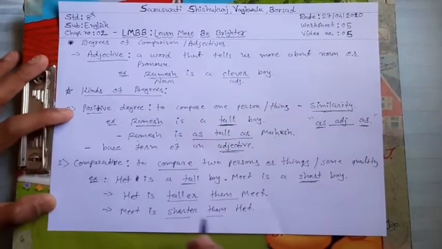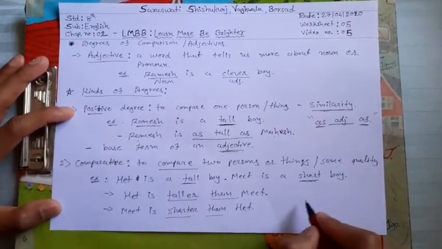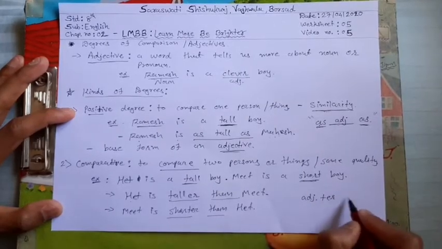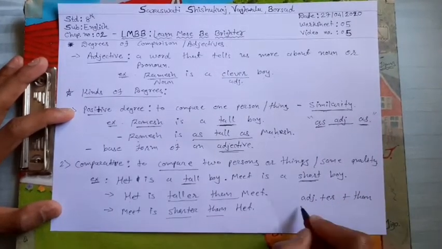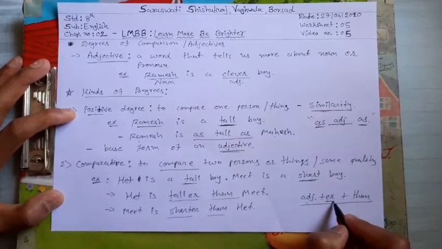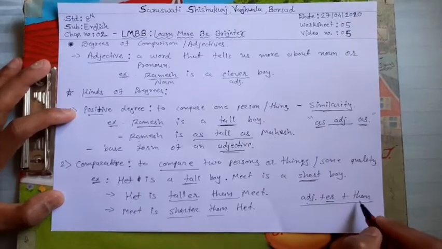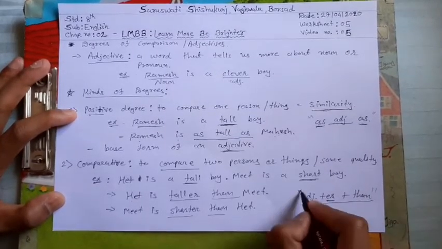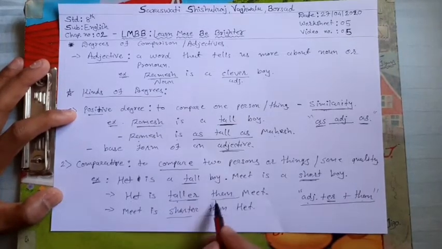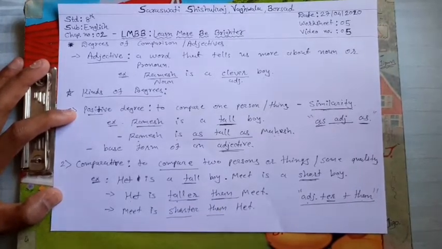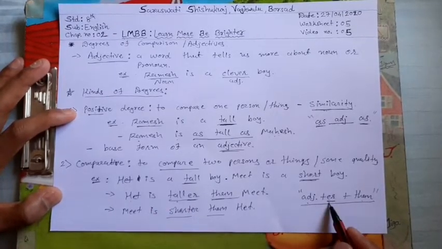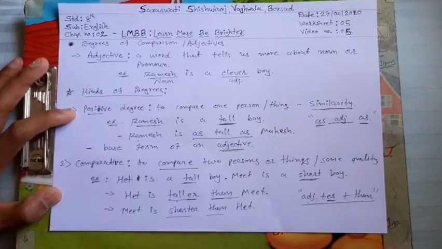Now basically in comparative degree, the form is adjective plus er plus than. So we add er after an adjective, and then write than in comparative degree. Here we can see tall is the base form of the adjective. We have added er and written than. So in comparative degree, usually we write er after the adjective and write than.